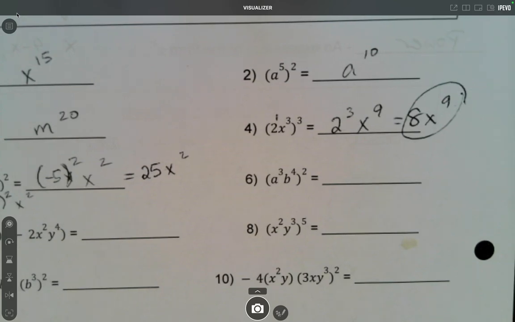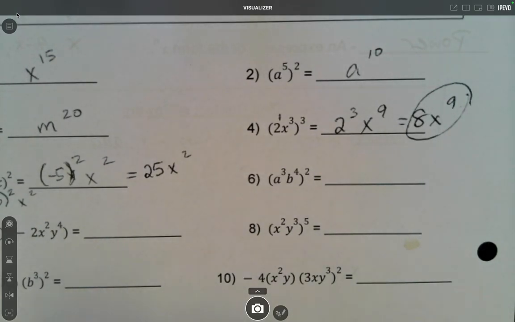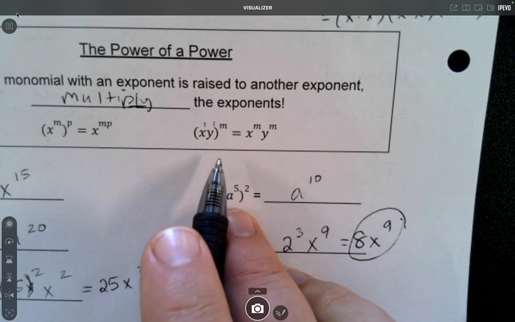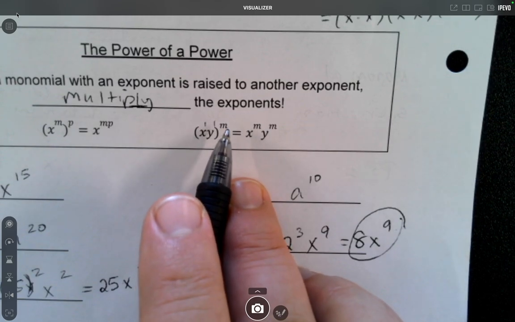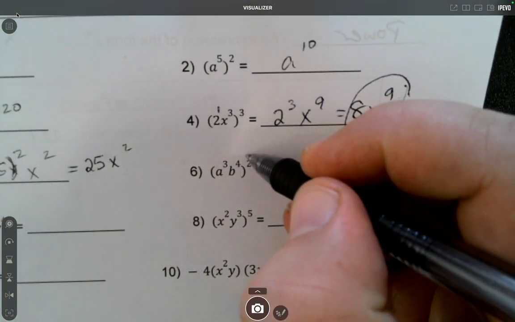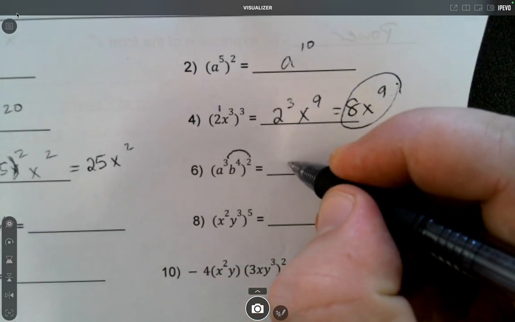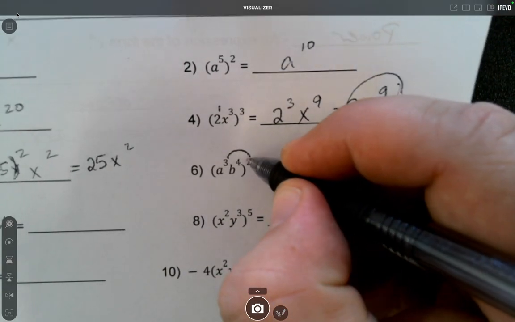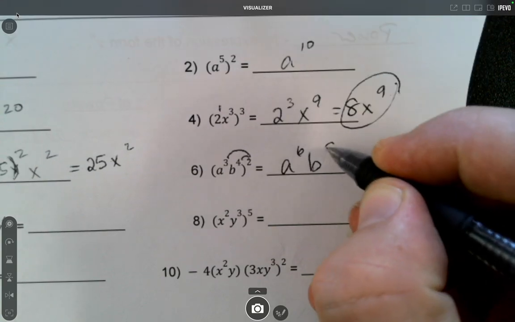Okay, on number 6, we have to apply this to both things inside, just like this rule talked about. If there's an exponent outside and more than one variable inside, we apply it to both of them. So we have to do 2 times 3, get a to the 6th, 2 times 4, and get b cubed.